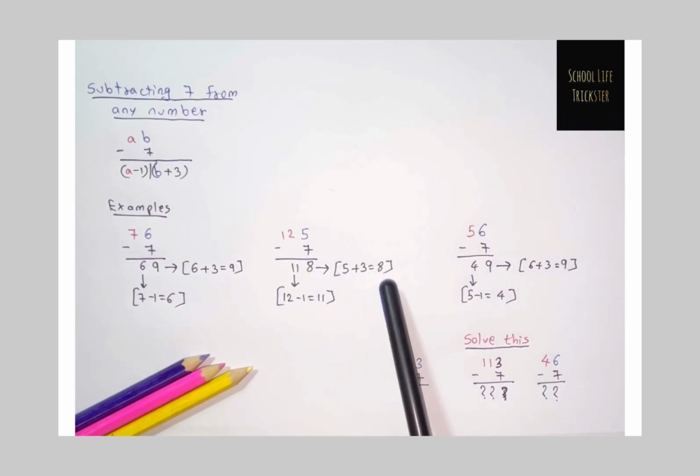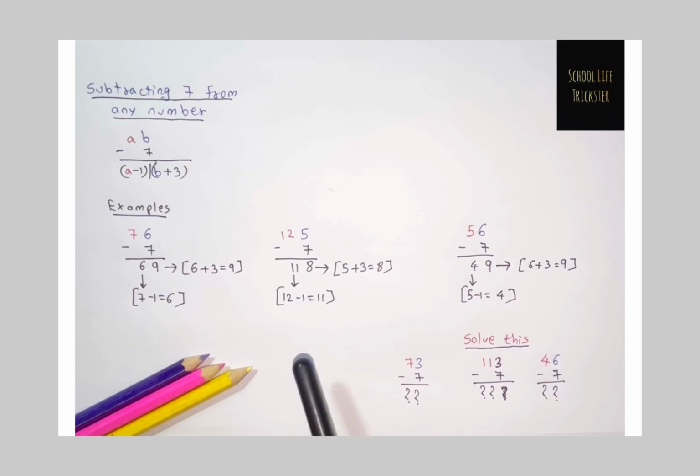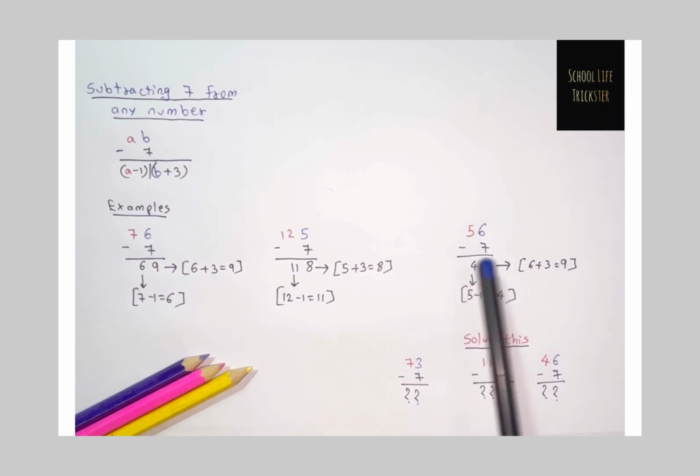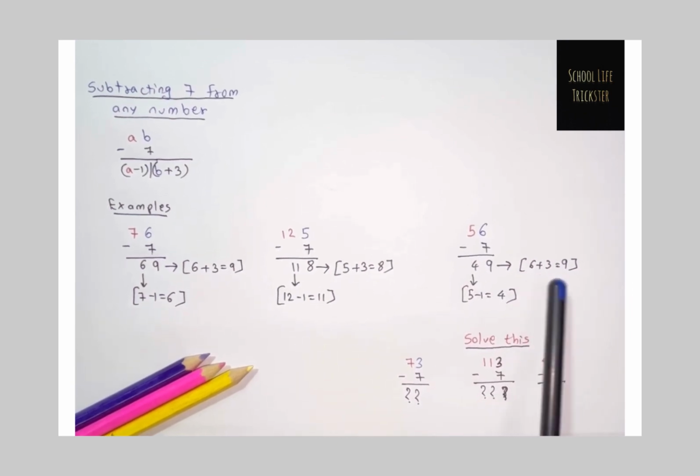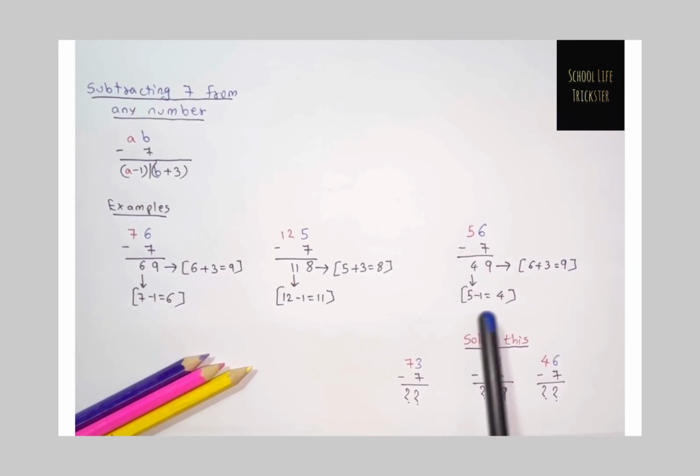That is 5 plus 3 is 8 and 12 minus 1 is 11. Over here 56 minus 7 is 49. That is 6 plus 3 equal to 9 and 5 minus 1 is 4. Solve this.